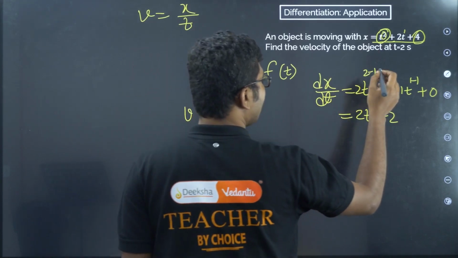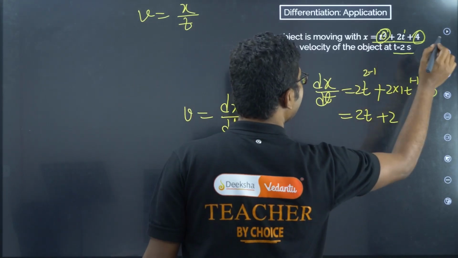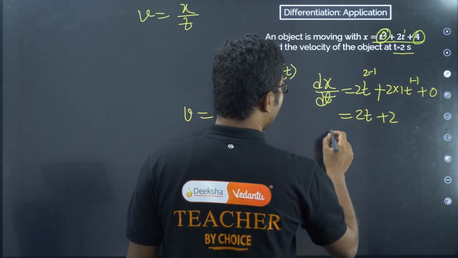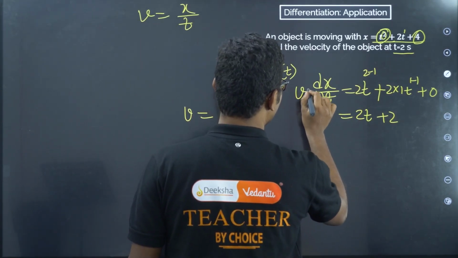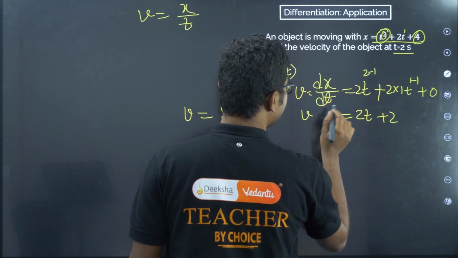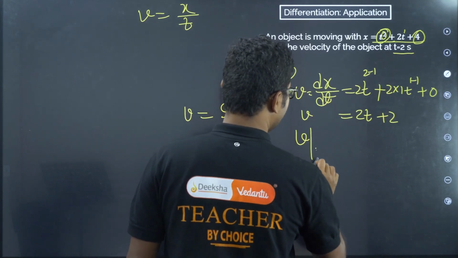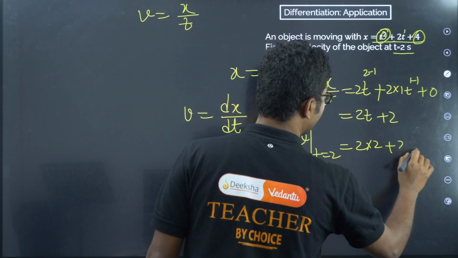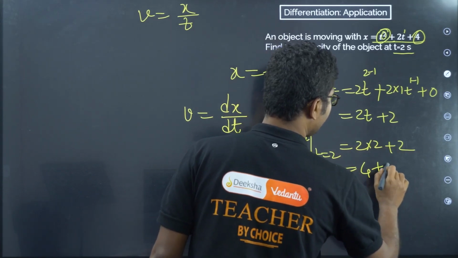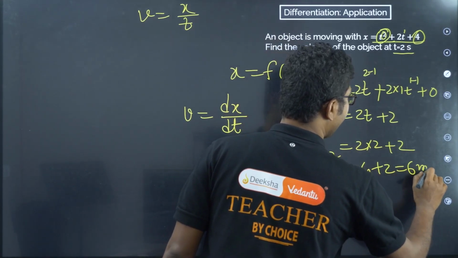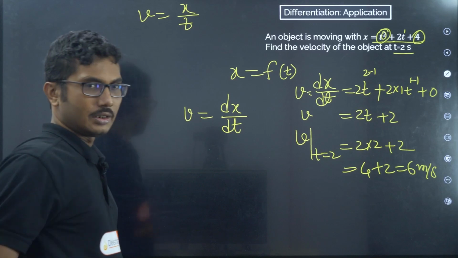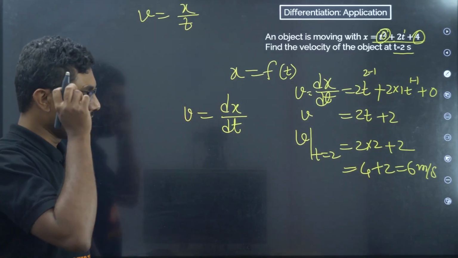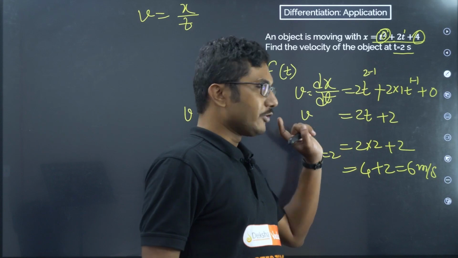Now we are asked to find at t equals 2 seconds. So what is the velocity at t equals 2 seconds? This is the velocity in general. So v at t equals 2 seconds is 2 into 2 plus 2, that is 4 plus 2, that is 6 meter per second. Units will be given. Okay. So 6 meter per second is the velocity at t equals 2 seconds.